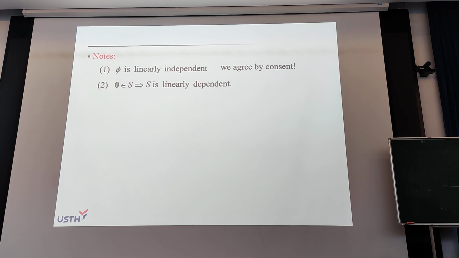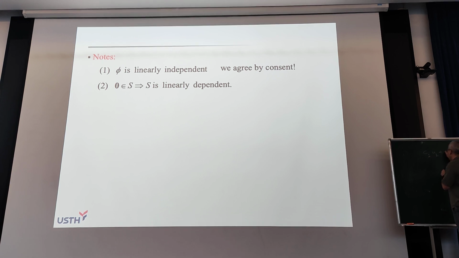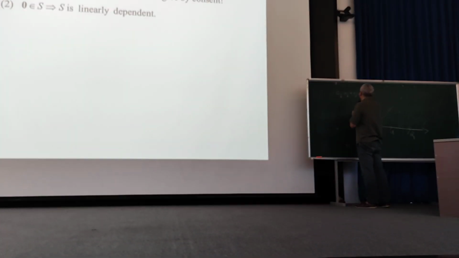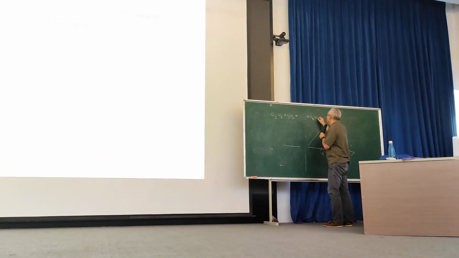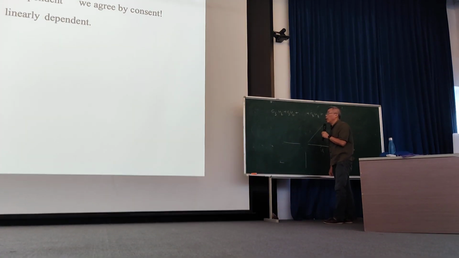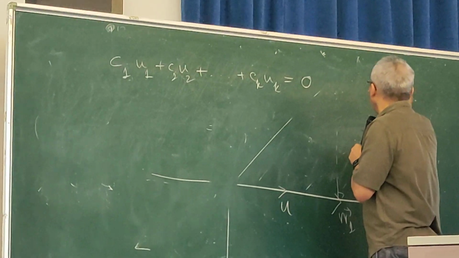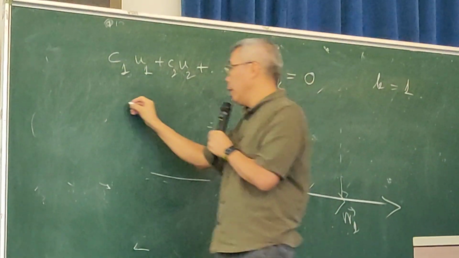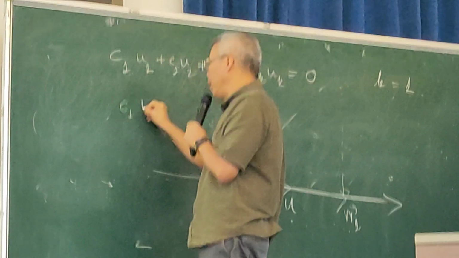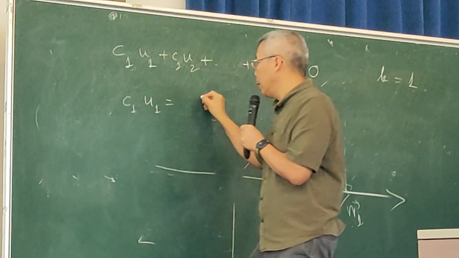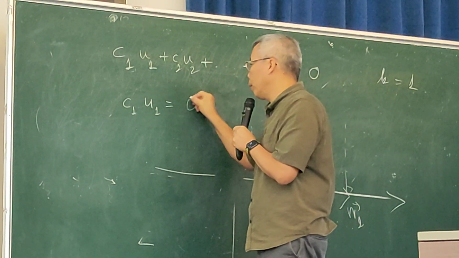I write it here for you to remember. The equation is C1 U1 plus C2 U2 plus ... plus CK UK equal to 0. Now in our case, k equals 1, so we have only C1 multiplied by U1 equal to 0.